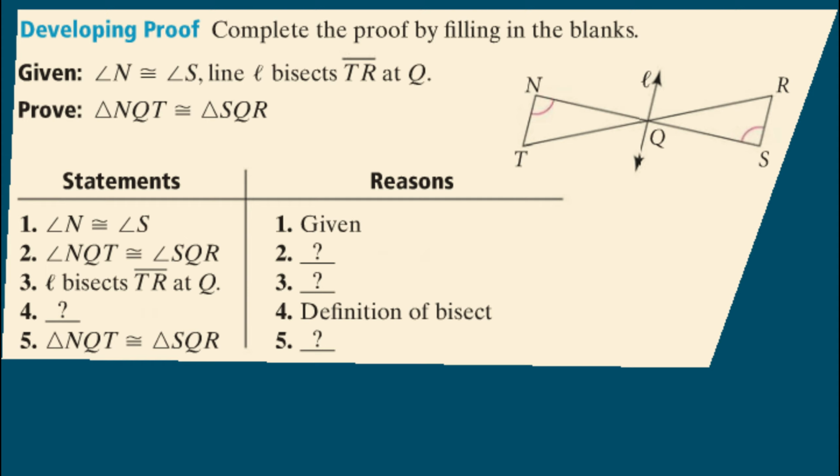Okay, now it says angle NQT is congruent to angle SQR. Okay, well, what are those? Well, NQT and SQR, remember the vocabulary from the lesson that you looked at prior to watching the video. It said that there are what's called vertical angles, and vertical angles are equal. So I can write that as a statement. I can just say vertical angles are equal.